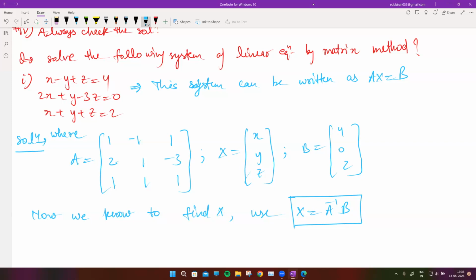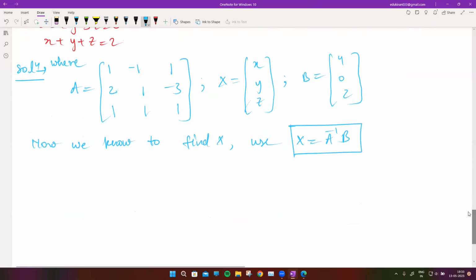Let's find out A inverse first. Then we will talk about what the other situations are also. So to find out A inverse, we need to know about its adjoint, right? And the value of its determinant. Now, my question is, is it possible to find out inverse in every case? Will we be able to find out inverse?